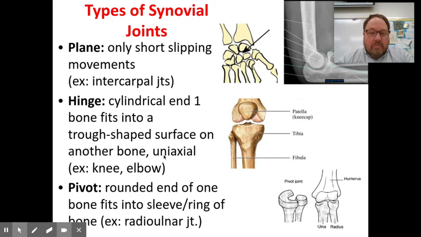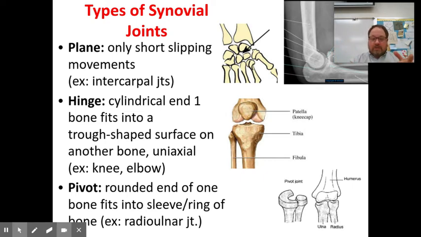With a hinge joint, recognize that it's uniaxial. That means it basically opens and closes. Your elbow is a hinge joint. Your knee is a hinge joint. Between your phalanges, hinge joint, opens and closes.